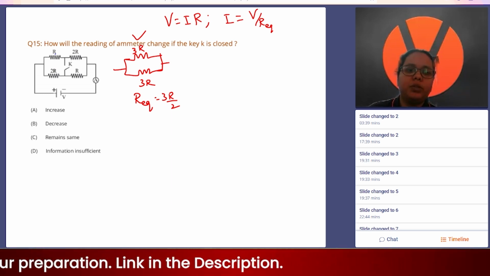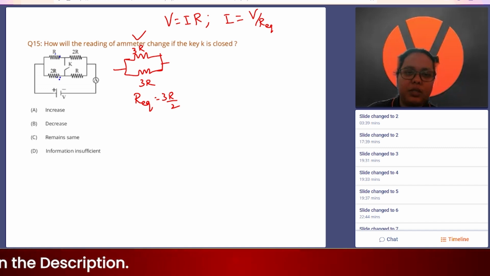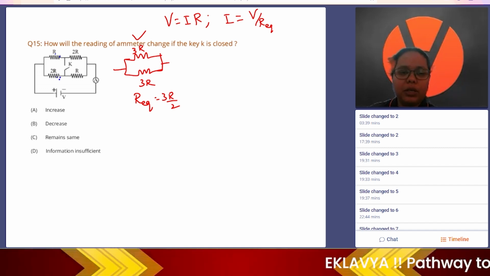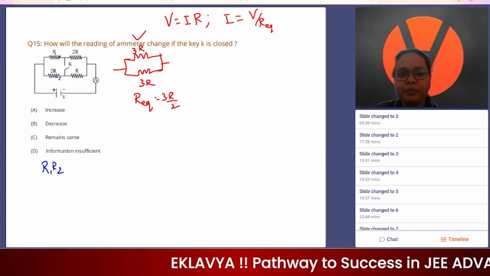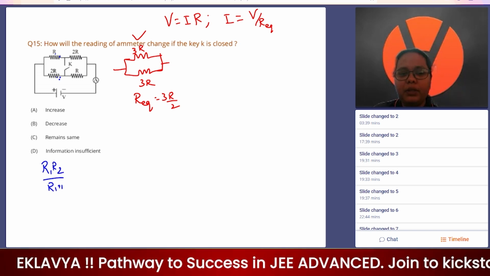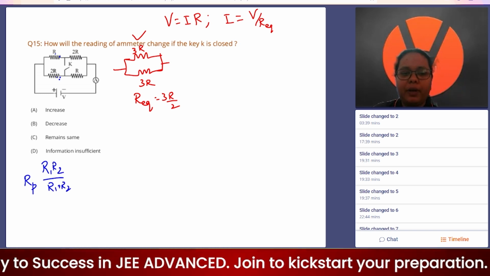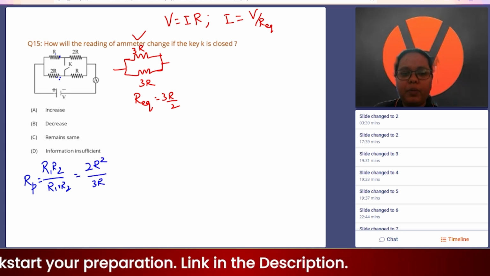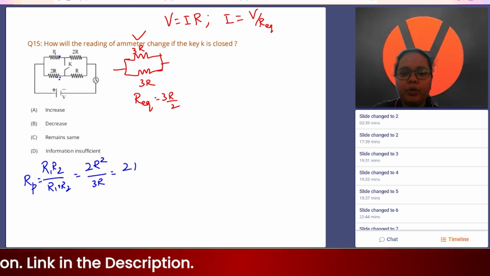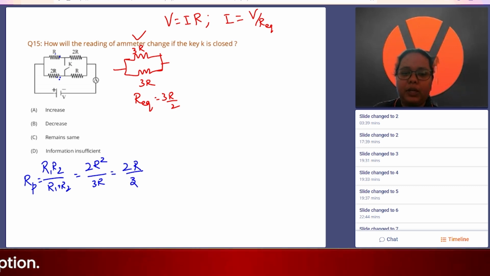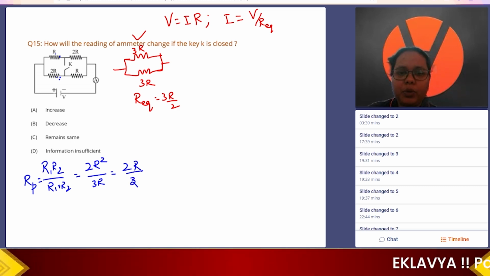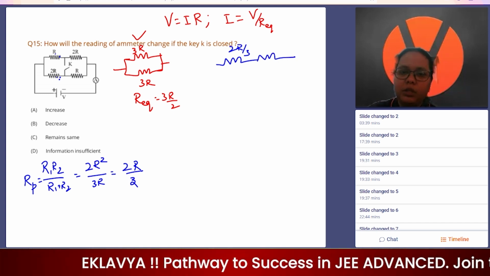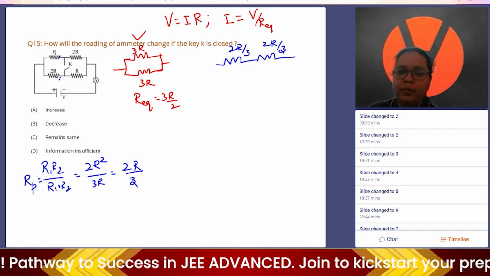Now the key is closed. Now these two resistors are in parallel combination. What is the formula we know for parallel combination? Rp is R1 R2 by R1 plus R2. So R1 R2 gives 2R square divided by 3R, so this is going to be 2R by 3. So there are two resistors, this is 2R by 3 and one more, this is also 2R by 3.